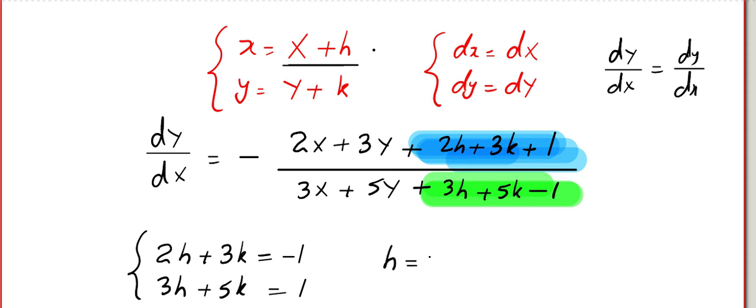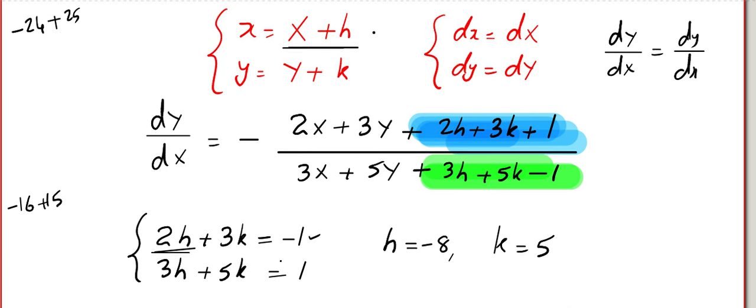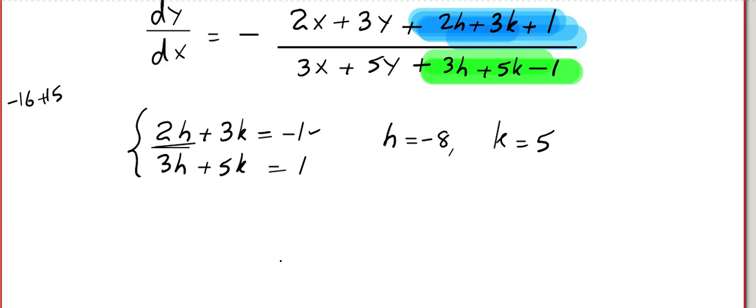Anyway, I got h is equal to minus 8 and k is equal to 5. If you want to confirm, it's very easy. You can plug it here. 2 into minus 8, that will be minus 16. 3 into 5, that will be 15. So see, the answer is minus 1. Now you can plug it in the second equation. 3 into minus 8, that is minus 24, plus 5 into 5, 25. 25 minus 24, 1. Okay, so now you can write the substitution. What is the substitution? Yeah.